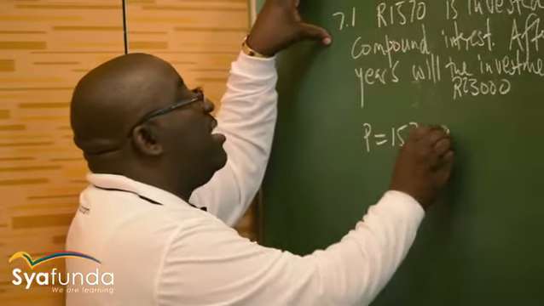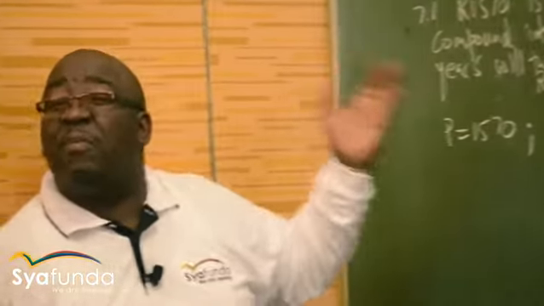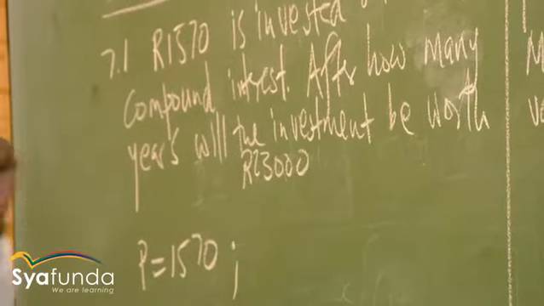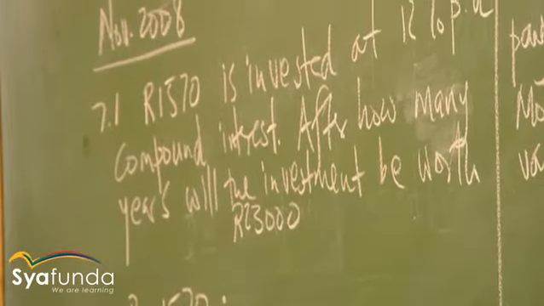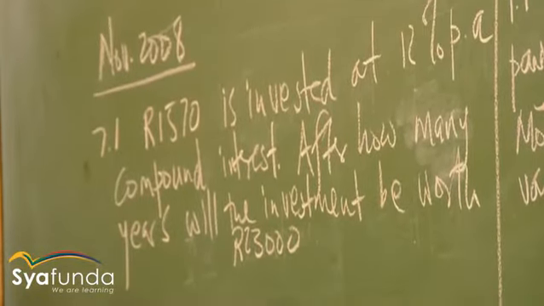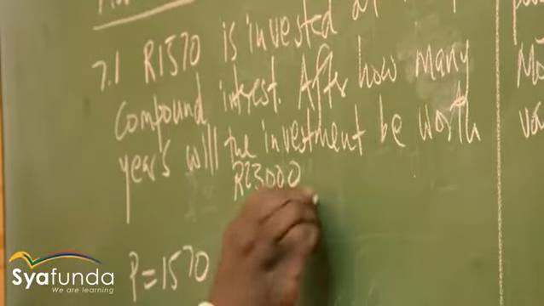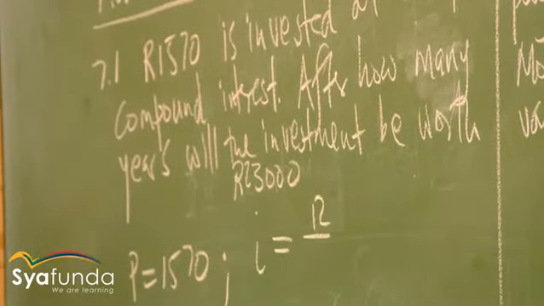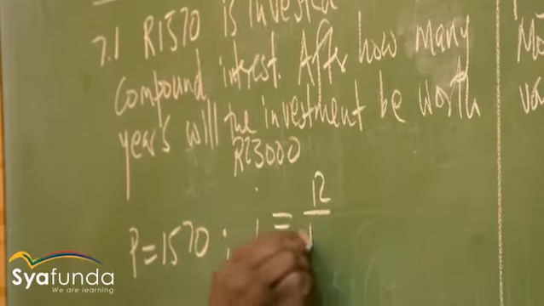1,570 is my P. What else do I know in this information? It's invested at 12% per annum compound interest. That is my I. My I then is 12%. 12% means over 100, so it's 12 over 100.